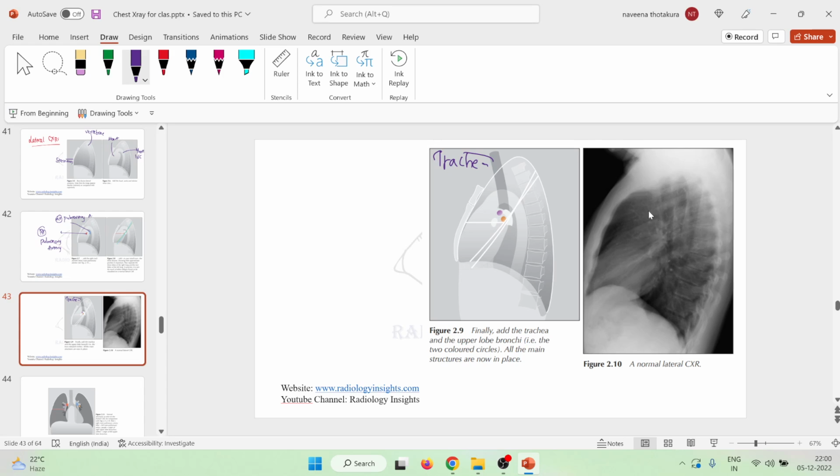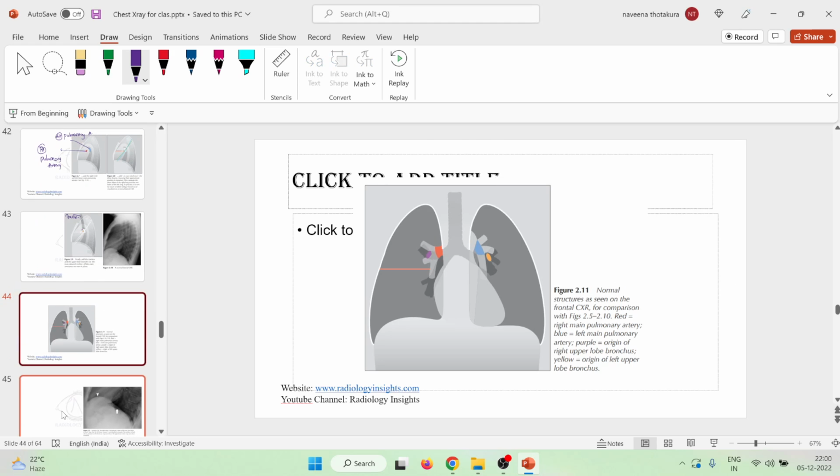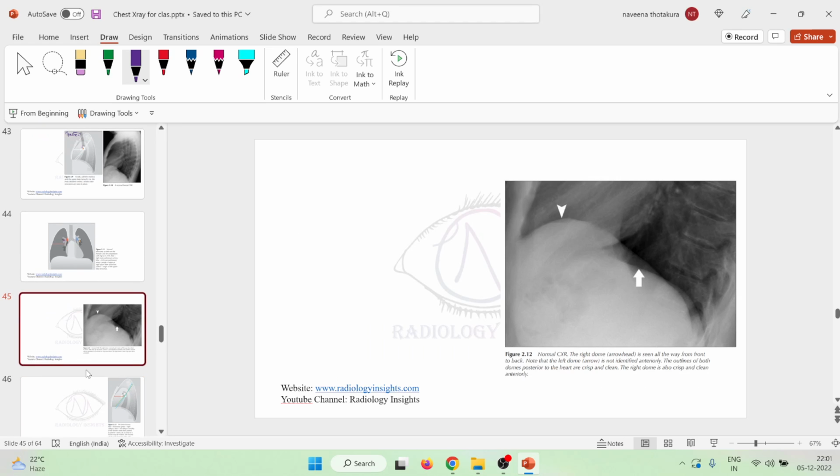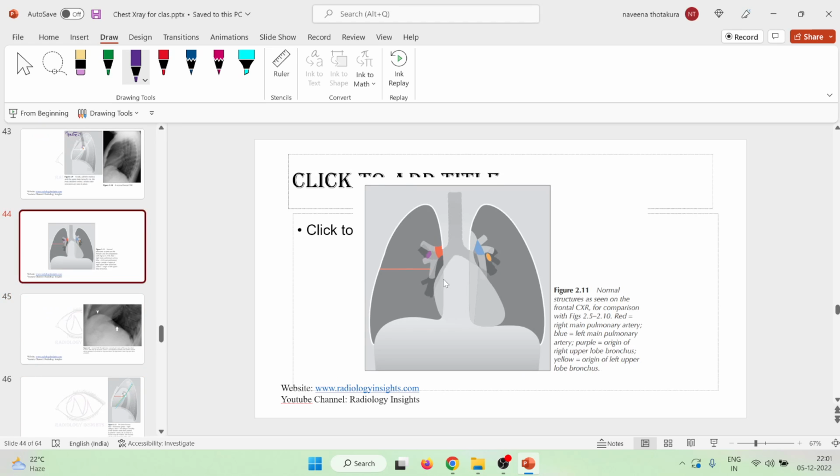So this is the heart, vertebral body, sternum, and you will have the arch of aorta and inferior vena cava and aorta which are seen here, and all these are in the lateral chest X-ray. Right. So this is the normal frontal chest X-ray where you can see these things.